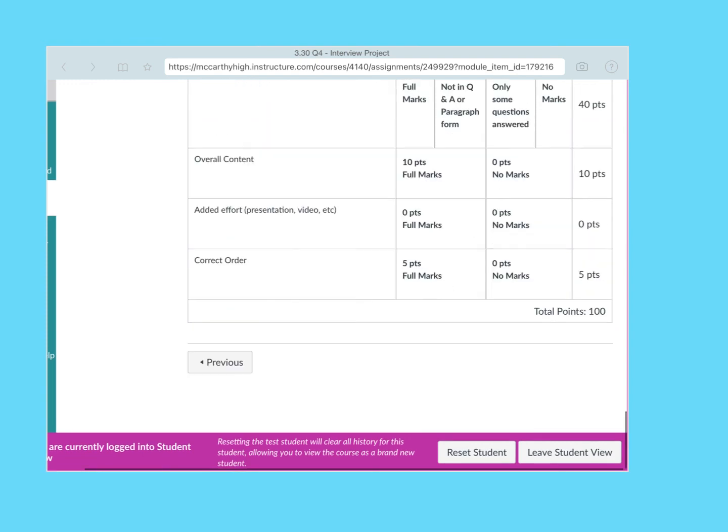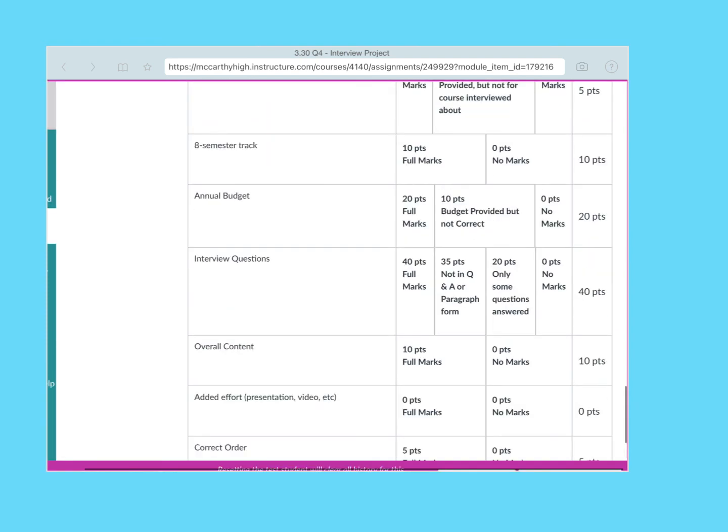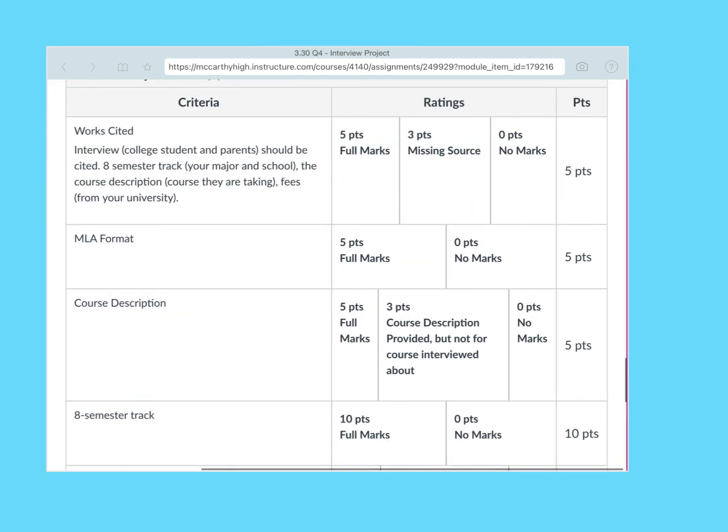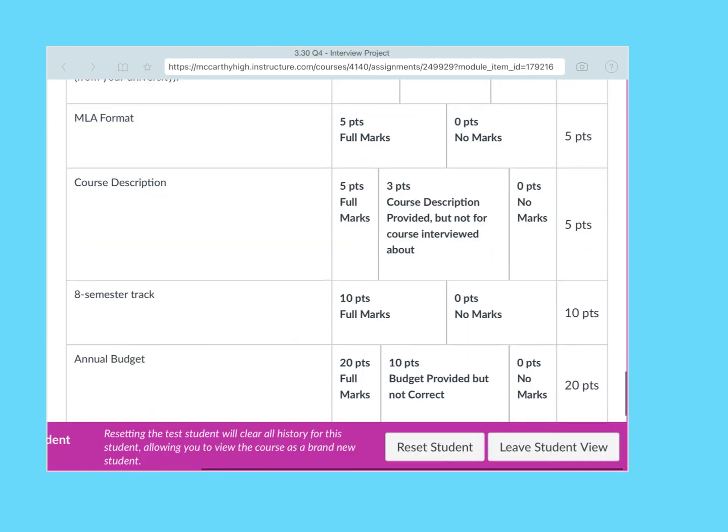It's on the rubric. If you look at the rubric, it'll say missing a source for number 3, because people will do that. The MLA format's like all or nothing. It should be double spaced. The heading at the top should be your name, all that good stuff, and then each page should be named. And then the course description, people will do it, but not the one that they interviewed about.